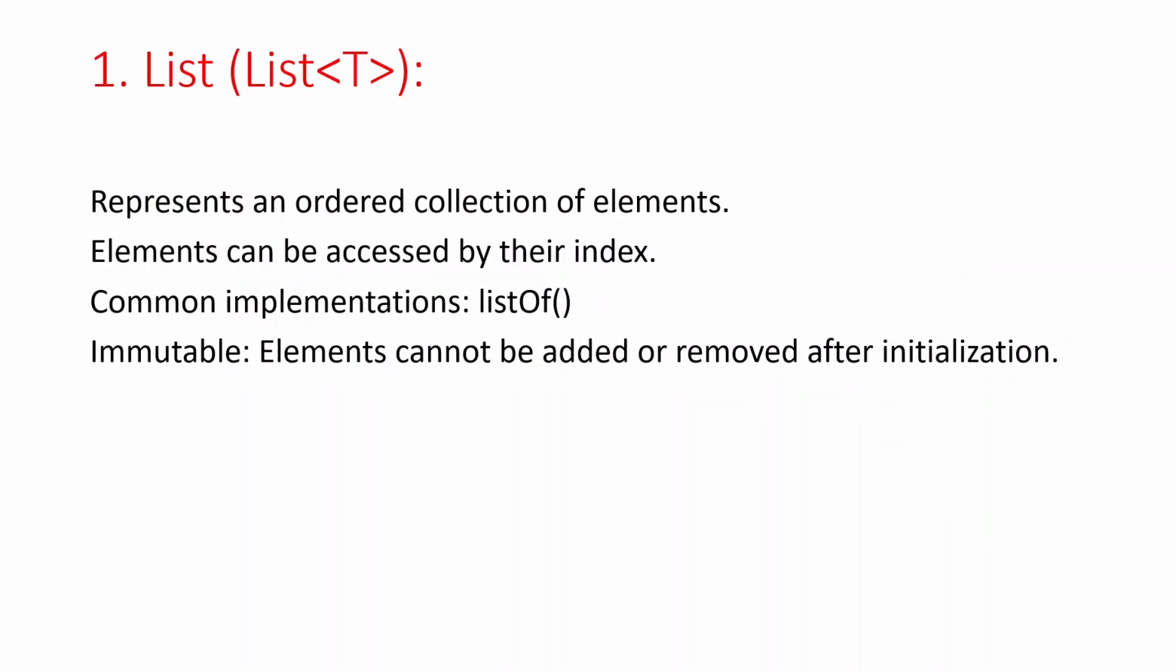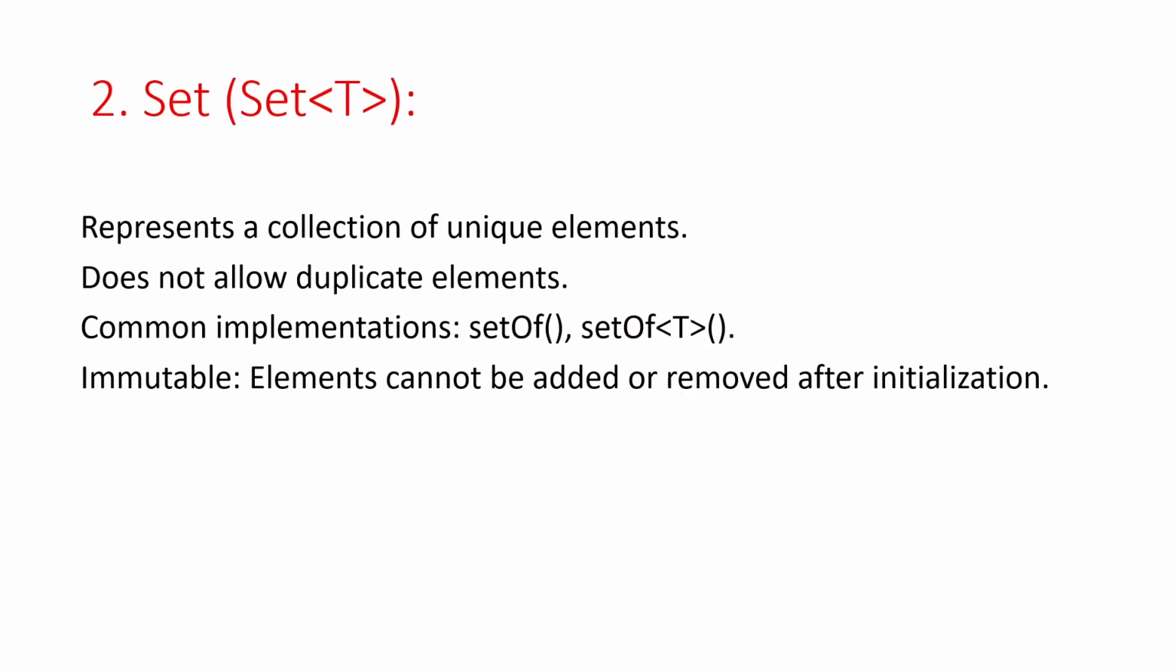Here is an overview of main collection types and their characteristics in Kotlin. List. List is a type of immutable collection. Lists represent an ordered collection of elements. Elements can be accessed by their index. Common implementation: list of T. Immutable, elements cannot be added or removed after the initialization. The second type of our immutable collection is set. Set represents a collection of unique elements. It does not allow duplicate elements. Common implementations: set of T, where the type can be string, int, any. Immutable, elements cannot be added or removed after initialization.